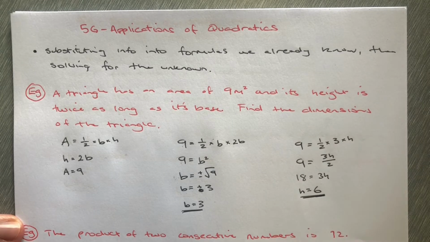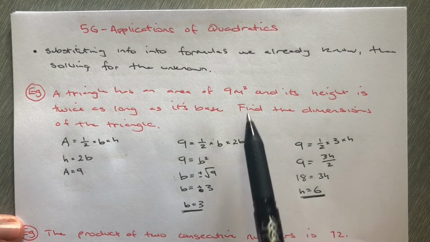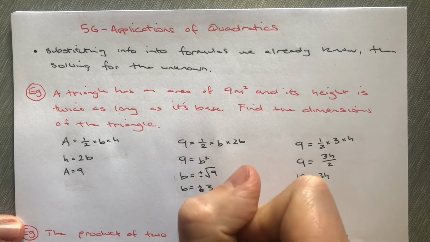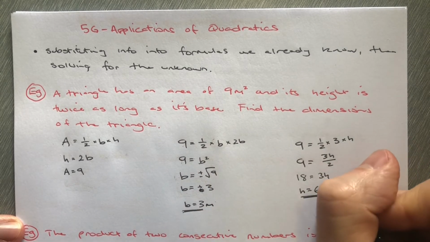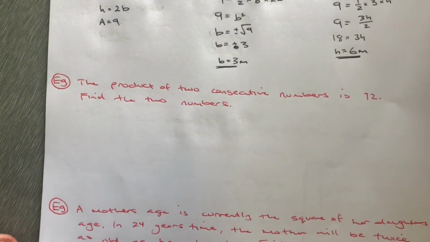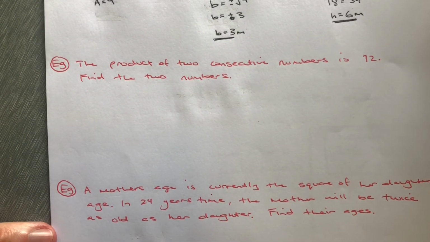Now there's one problem with my answers so far. They're just numbers. We need to give some context to this. So it asks to find the dimensions, and the dimensions are measured in meters. So the base is 3 meters and the height is 6 meters. And we're done with that one. Okay, let's go to the next one.